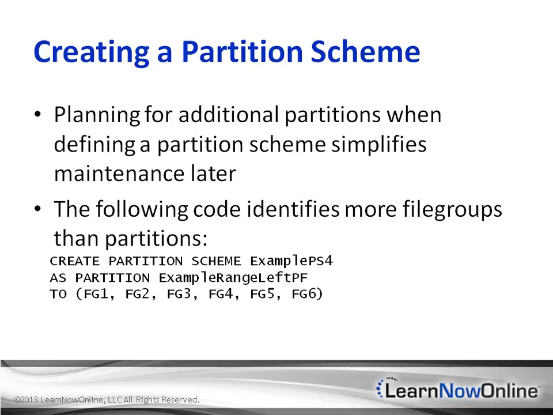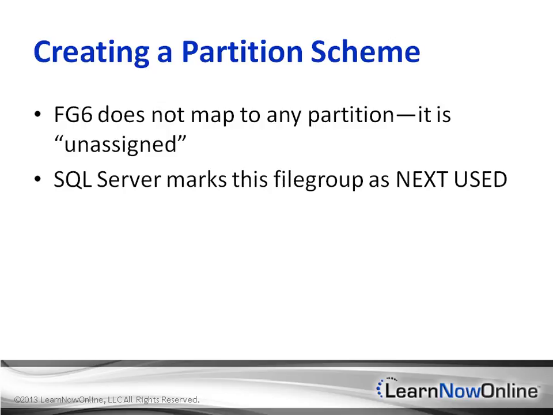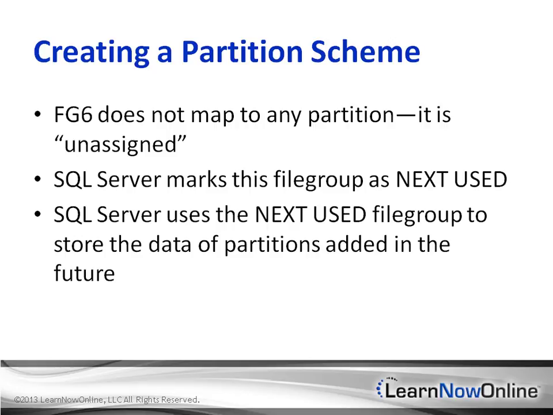So what's the benefit? Well, we understand that FG6 is not mapped to any particular partition. It's called unassigned. And because it's unassigned, SQL Server will mark this file group as next used. SQL Server will use the next used file group to store data for partitions that you add in the future.